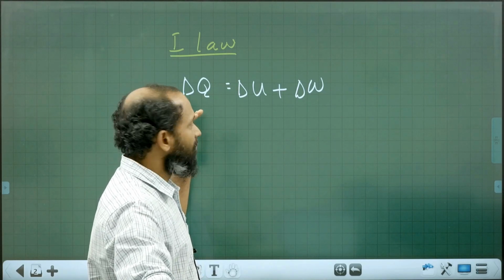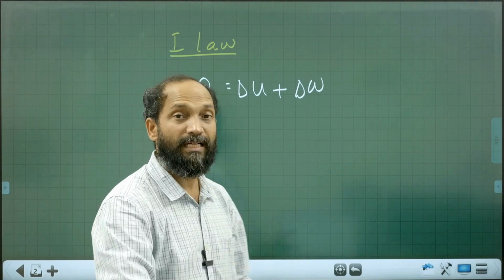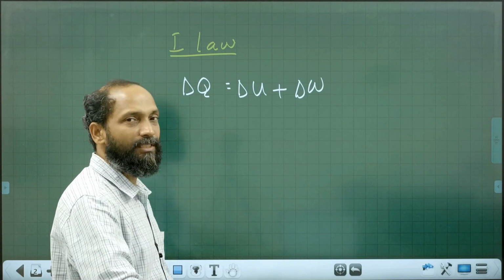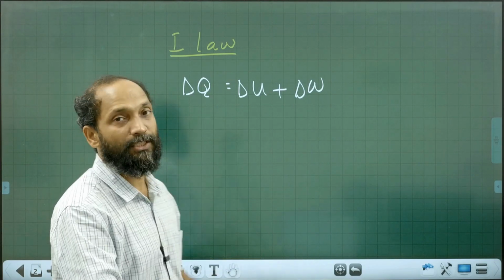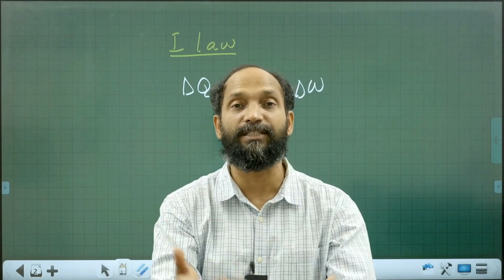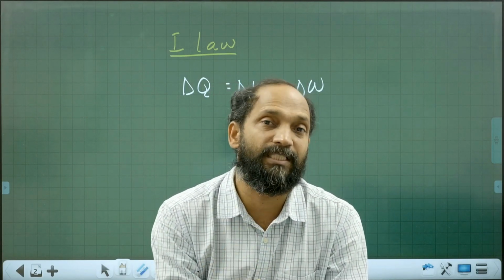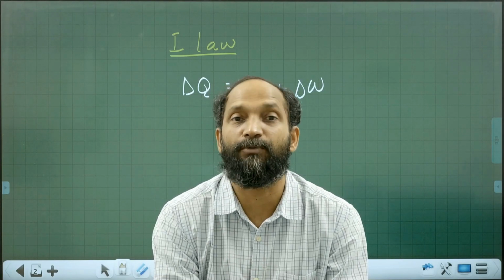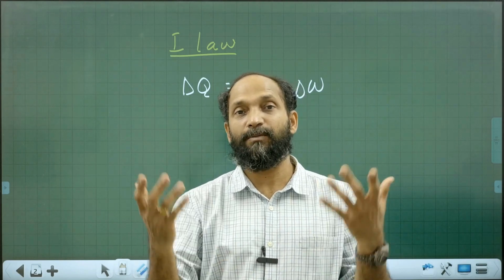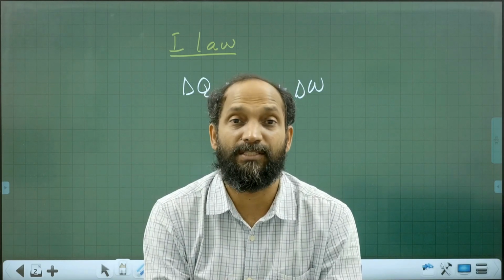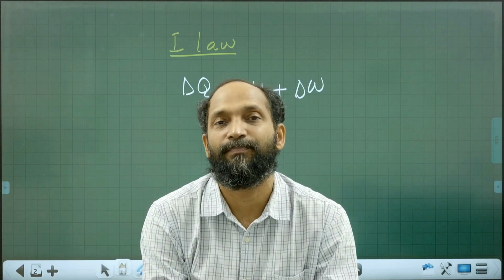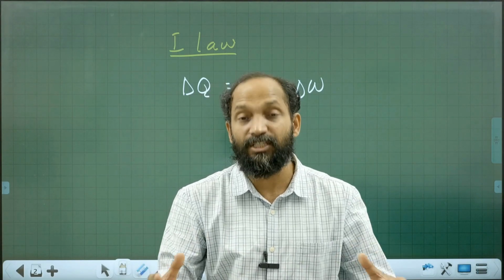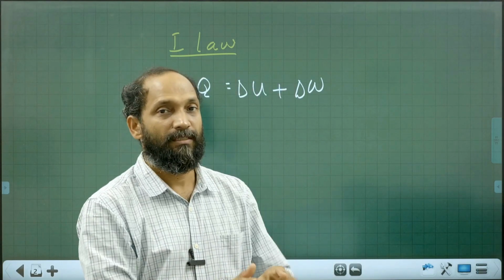If delta Q is positive, heat is added to the gas. If delta Q is negative, heat is rejected by the gas. If delta U is positive, internal energy increases, and if delta U is negative, internal energy decreases. One more convention for work done: if delta W is positive, the gas expands by itself, volume increases, and work done is positive. When the gas gets compressed, the volume change becomes negative.